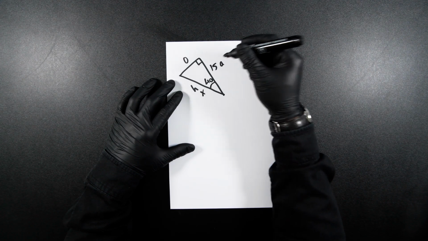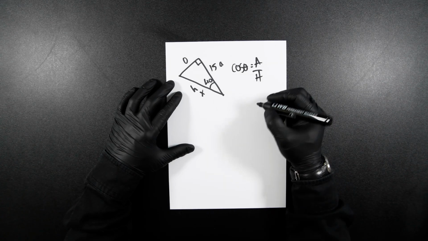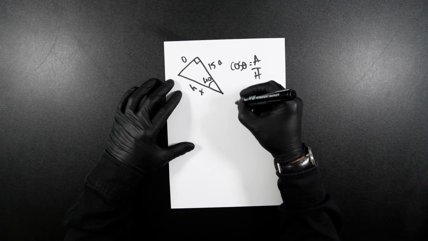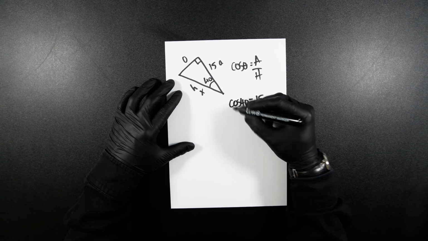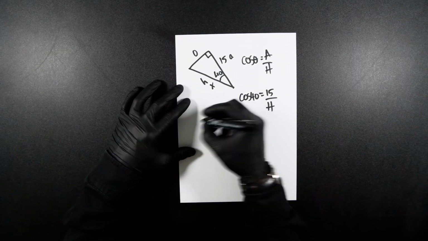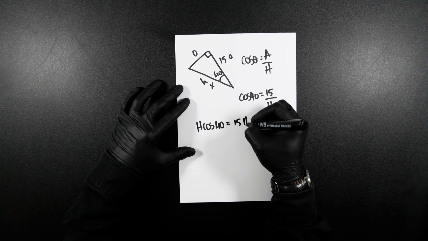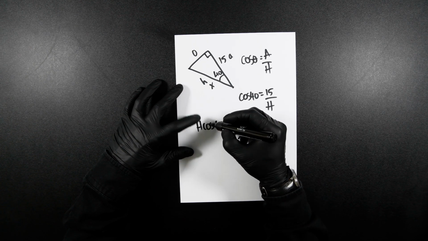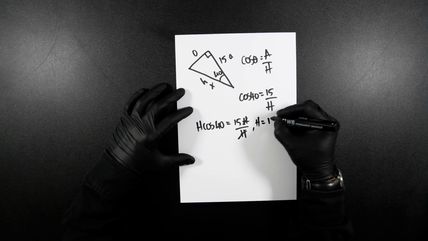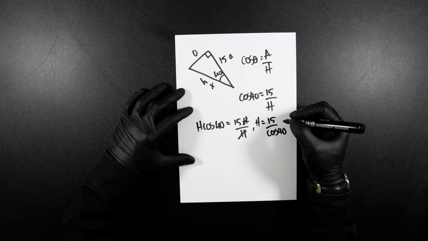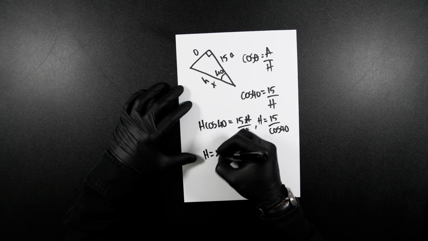SOH CAH, it's going to be cos theta equals A over H. Simple. So let's now put in cos 40 equals 15 over H. I'm going to do this step by step. Multiply everything by H. You're going to get H cos 40 equals 15 H over H. H's cancel out. And now let's divide both sides by cos 40. So you're going to get H equals 15 divided by cos 40. Absolutely simple.